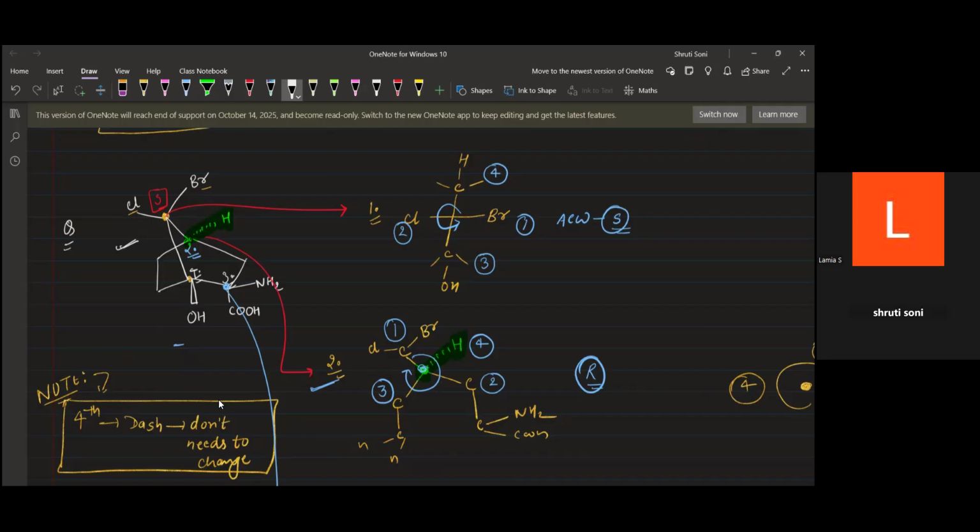So on the dash side, which group is present? Wait, which one is the second carbon? See, this one. And the fourth group, that is hydrogen, is present on the dash position. Why is it dash now? Oh, dash. Sorry, not wedge. I'm confusing them. It is presented in the question only.